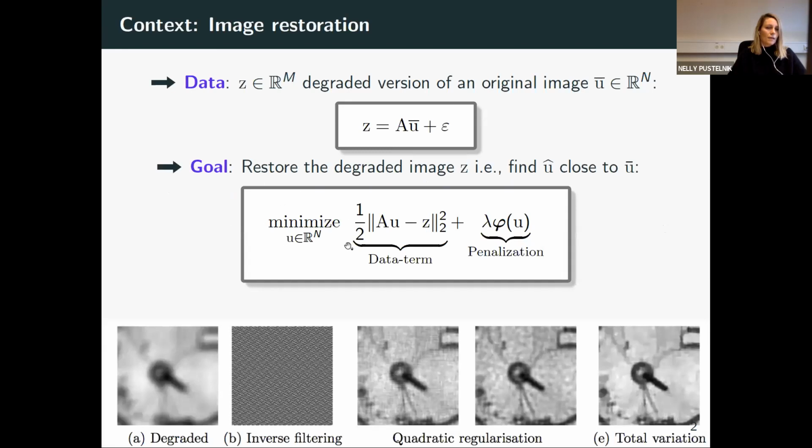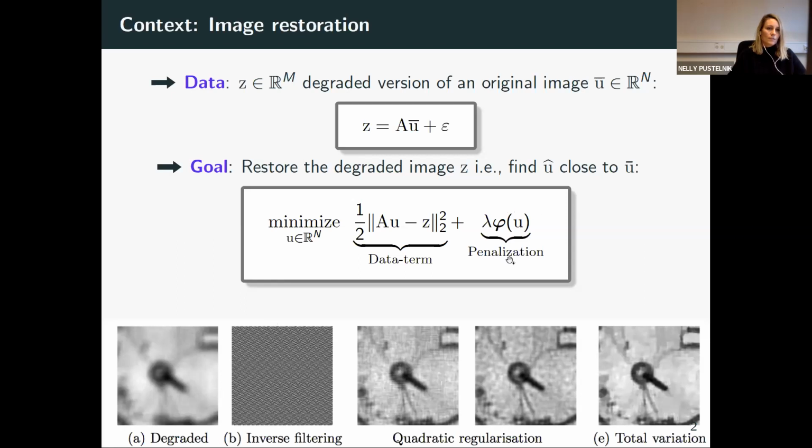inversion is to minimize this kind of formulation where you have a data term and a penalization. The data term is here to ensure that the solution will be close to your observation. On the other side, you have a penalization, which is here to impose some regularity on your solution. And the parameter lambda is here to adjust the weight you want on the data term and on the penalization.